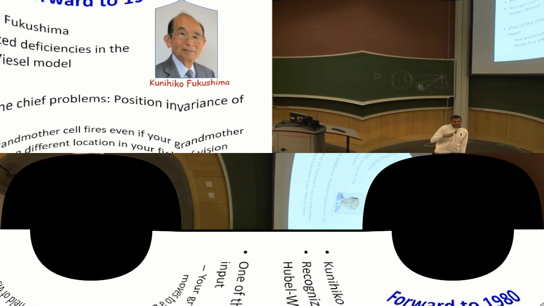Anyway, each of us has a collection of these cells. You'll have a Jennifer Aniston neuron, or whatever, any famous person, your wife, your mother, but there are specific cells that respond to these things. But here's the important thing. This cell responds to your grandmother regardless of whether she's up here or to the side. So how do we get this position invariance?